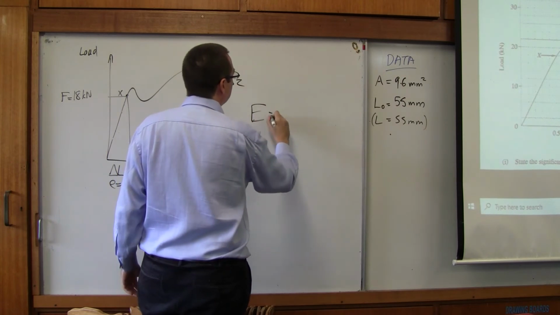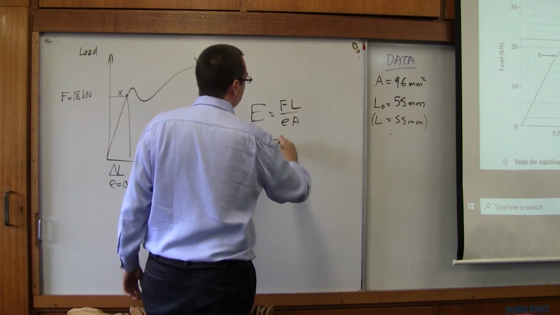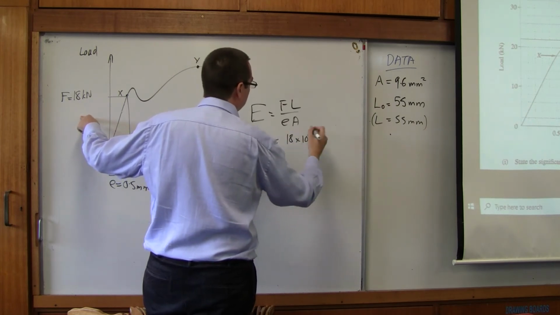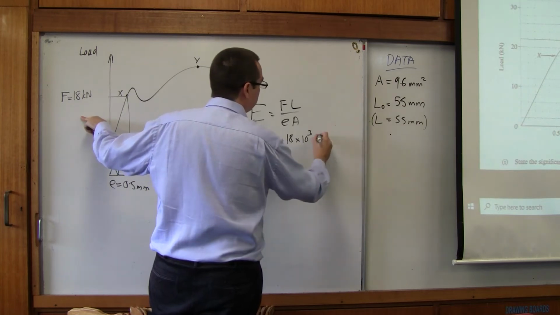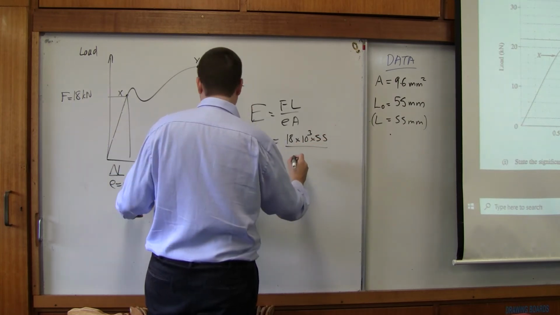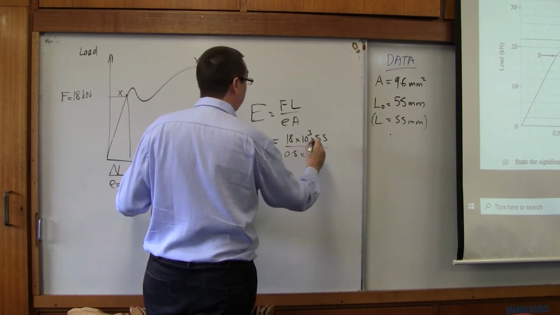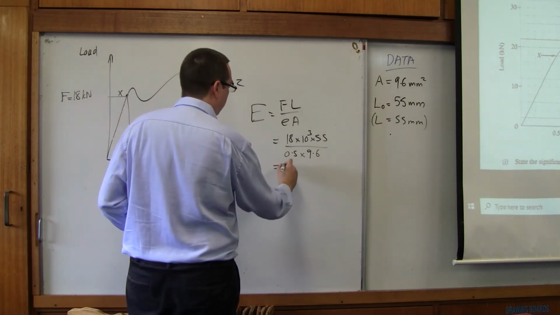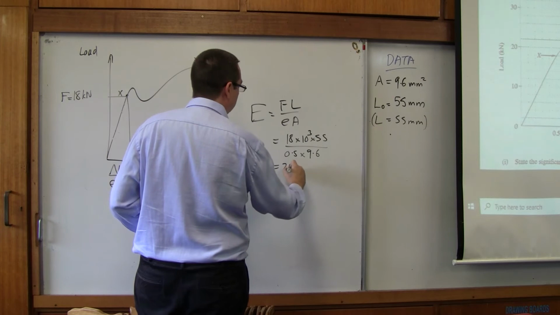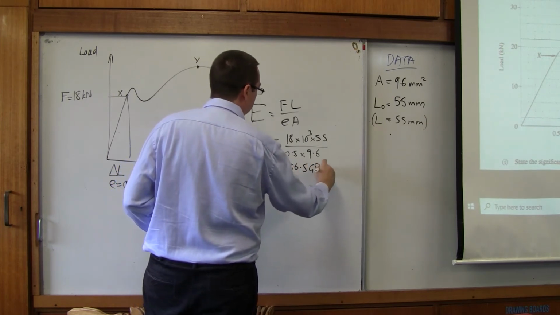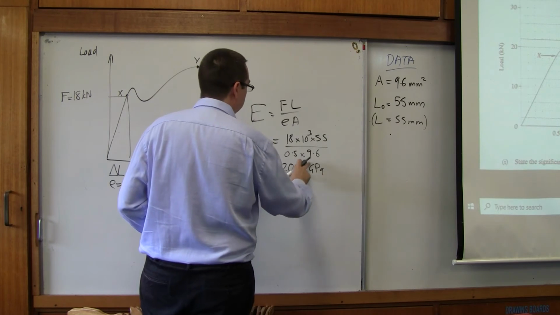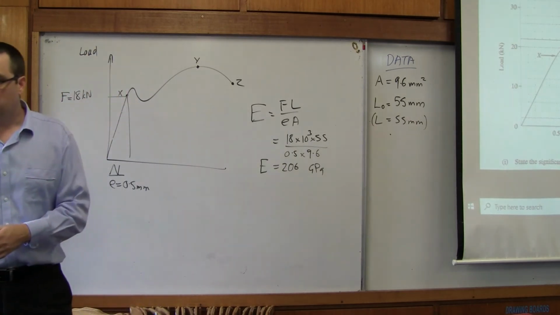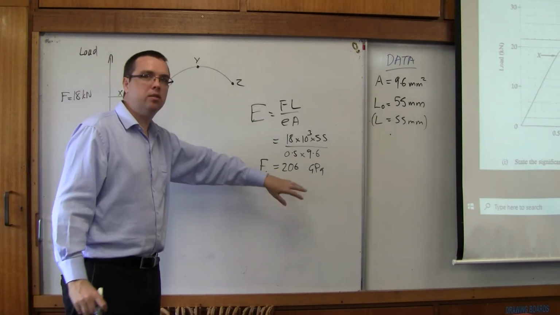So E equals F L over e A, which means if we know that F is 18 times 10 to the 3 newtons, we always want to be using newtons, our original length was 55, divided by e, which is 0.5, multiplied by area, which is 9.6. Is that what you did? Yeah. And what number do we get? 206.25 gigapascals. If it rounds down, it disappears. E equals 206 gigapascals.